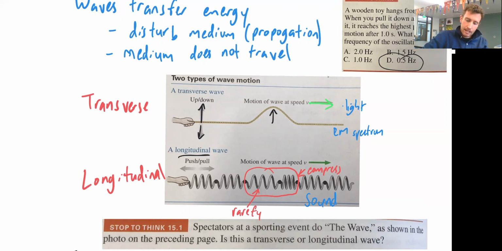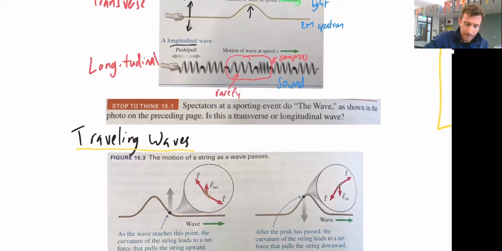Lovely. And in this case, the direction of the push and pull is in the same plane. It is parallel with the motion of the wave speed. So they're going in the same direction. So let's do a little stop and think.